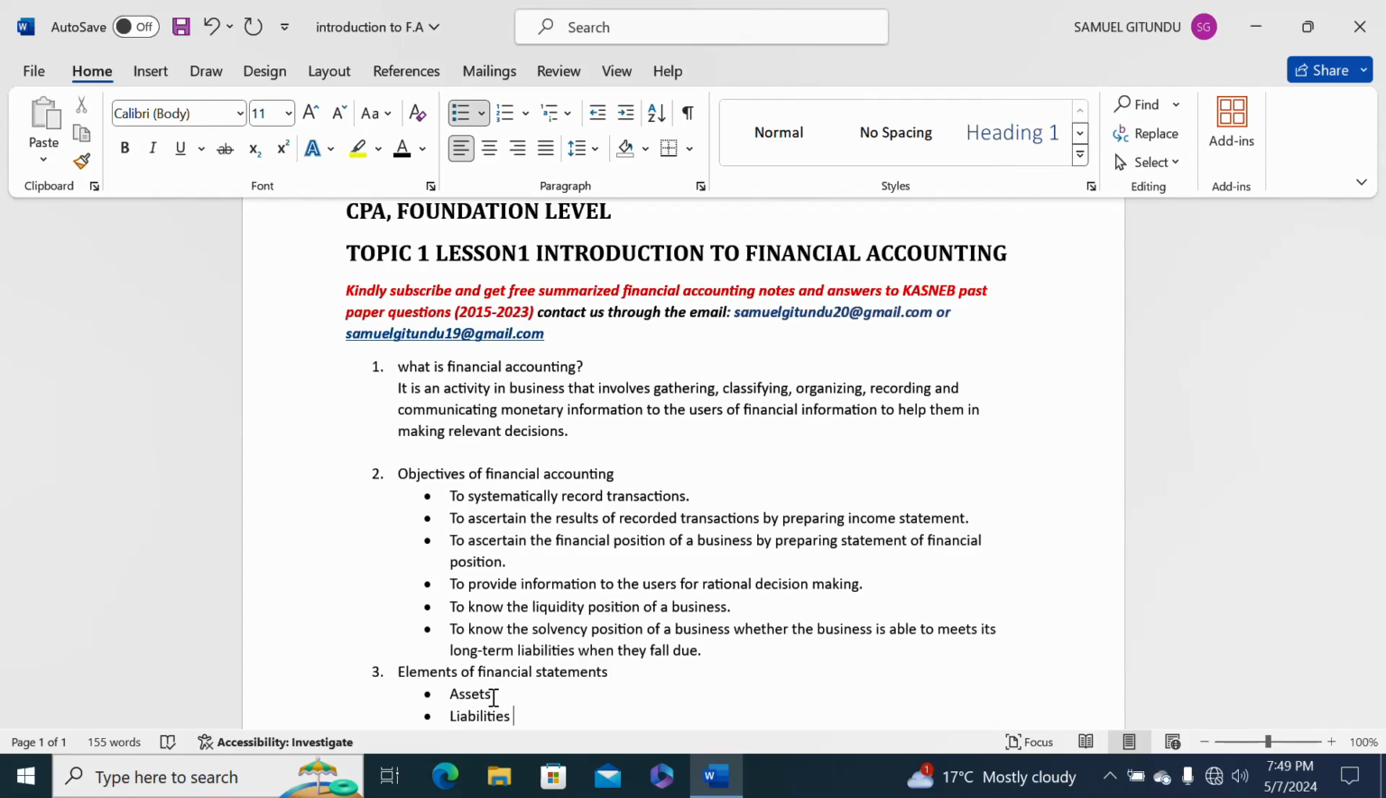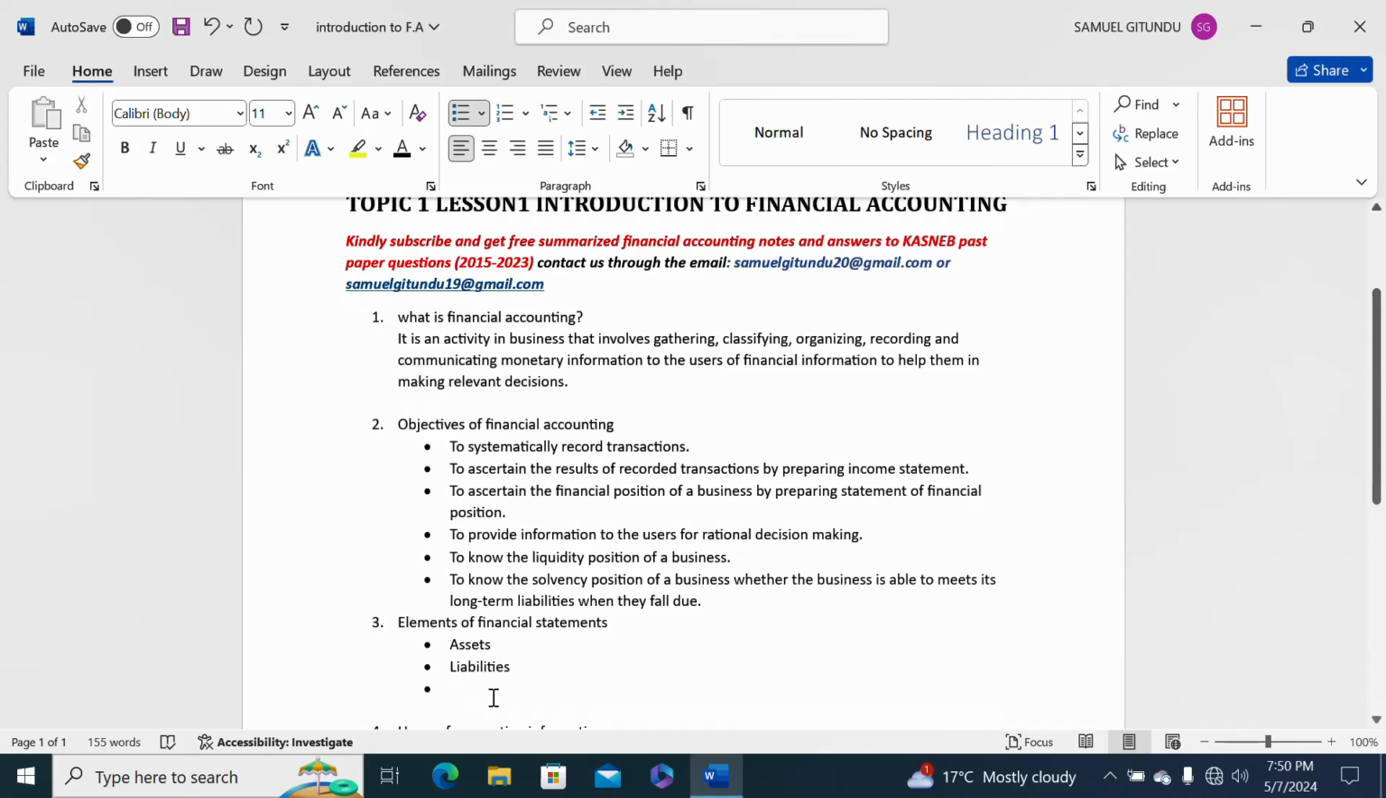And liabilities, this is money that a business owes to outsiders. For example, a bank loan is a liability. Creditors is a liability because the business expects to pay. It is creditors. So those are basically what liabilities are. Liabilities are obligations that must be settled by the business.